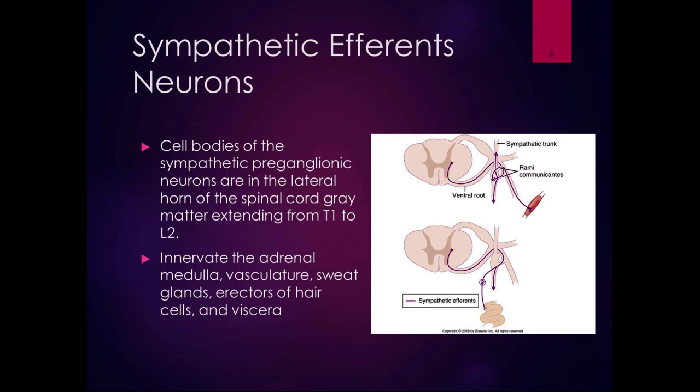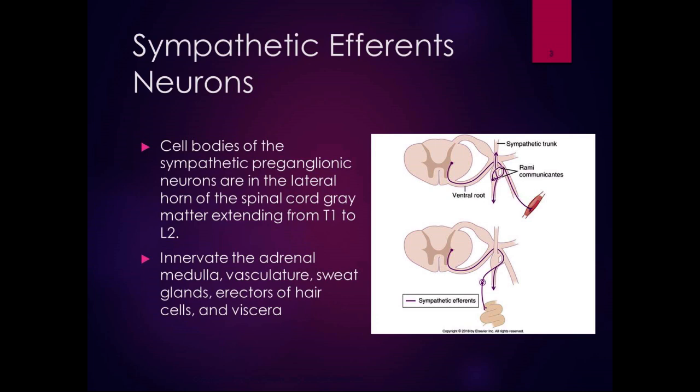So the sympathetic efferent neurons, the cell bodies of the sympathetic preganglionic neurons, we have that two-neuron pathway, preganglionic and postganglionic. So the cell bodies of those preganglionic neurons are in the lateral horn of the spinal cord gray matter between T1 and L2, so sort of in the trunk of your body. You can think of it that way. So they call the chain of sympathetic ganglia the sympathetic trunk. You can remember that it's in the trunk of your body because it's the sympathetic trunk. I don't know if that helps at all, but anyway, there you go.